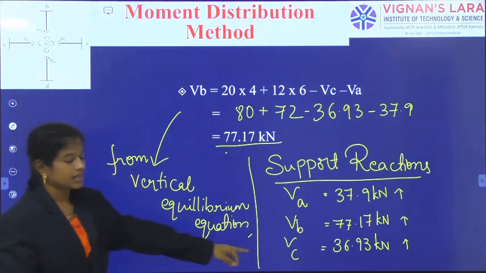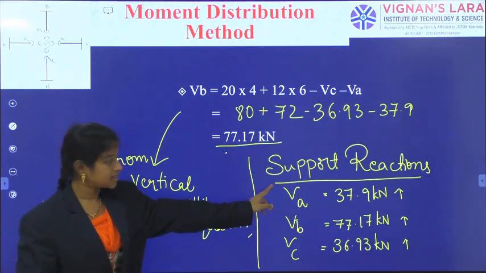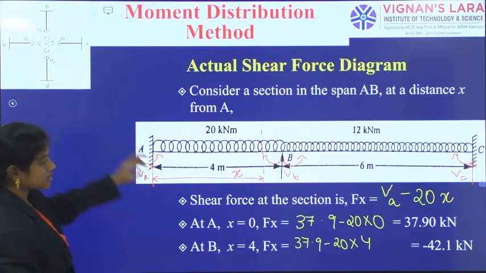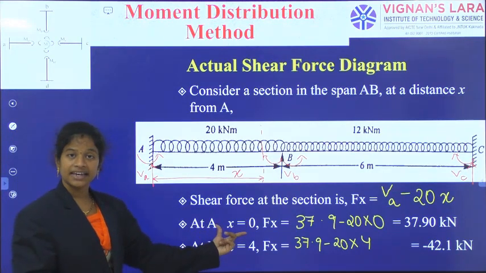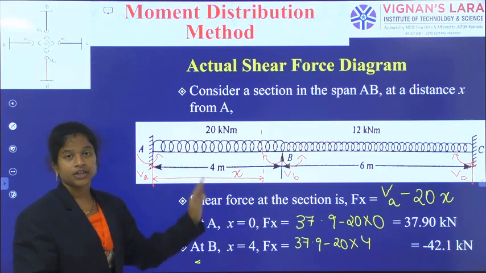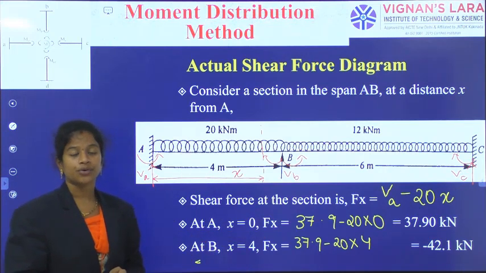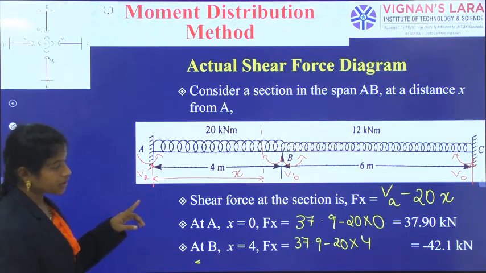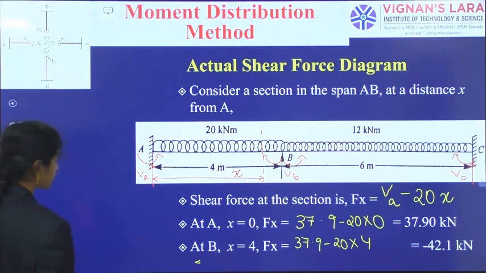See here, 36.93 and 37.9, 77.17. The shear force at A is 37.9. Now, involving all these things, I have to develop the shear force diagram. So 37.9 and minus 42.1.